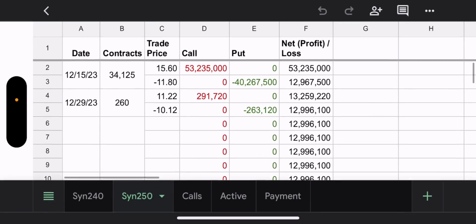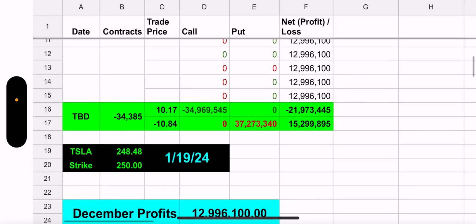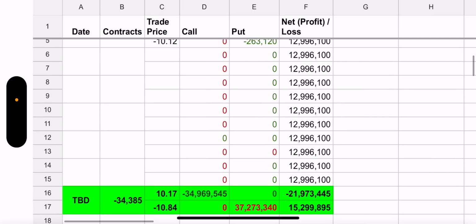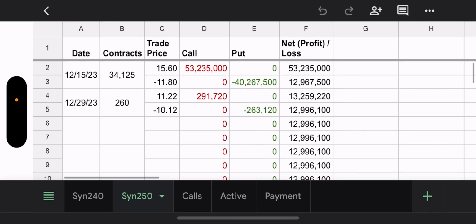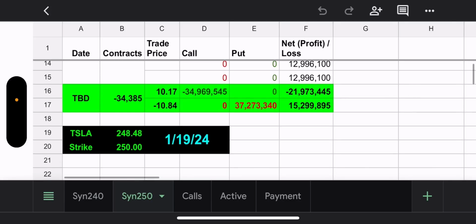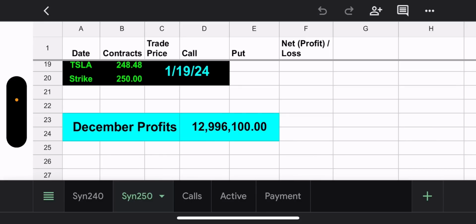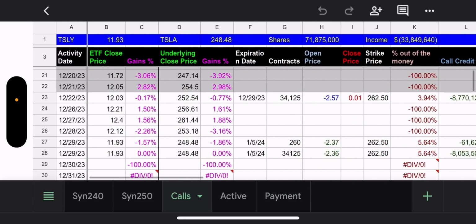So for the synthetic, they did not roll it. They just added to it. So the 250 remains for TSLY. They added 260 contracts. And if you look, the buy call cost more than the sell put because, let's see. Actually, Tesla price is below the synthetic, 248. So at the time that they did this, Tesla may have been above that. But either way, it's pretty close, so it's not really affecting us. But that debit, expense will be added to the December profits down here below. Okay. Now let's go to calls tab.